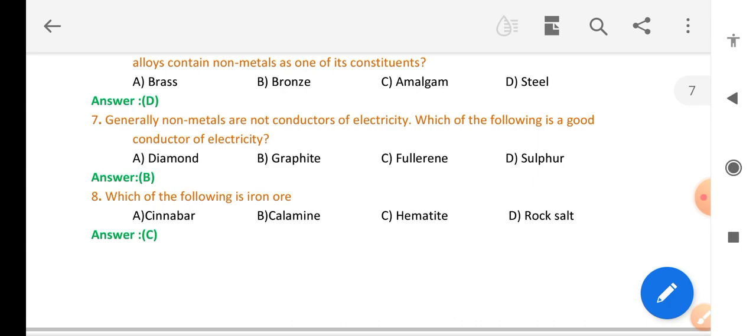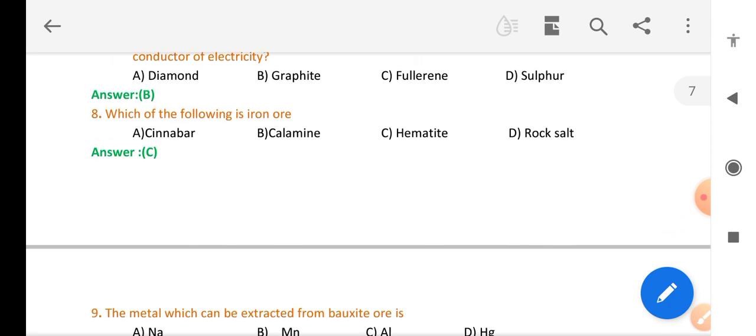Which non-metal has this property? That is graphite, a pure form of carbon, a non-metal, and it is a good conductor of heat and electricity. Which of the following is an iron ore? Cinnabar, calamine, hematite and rock salt. The correct answer is hematite. Hematite is an iron ore.